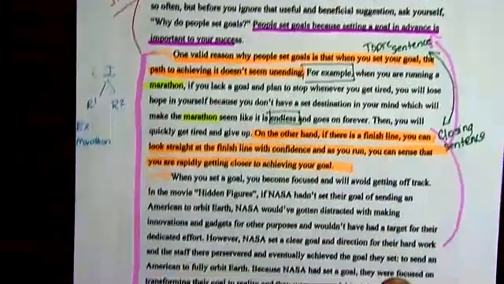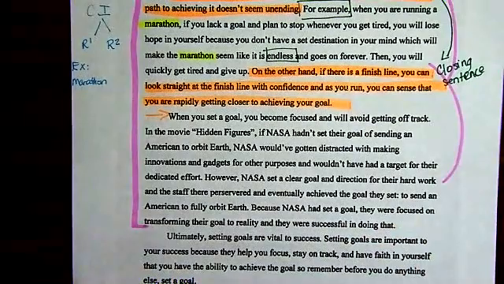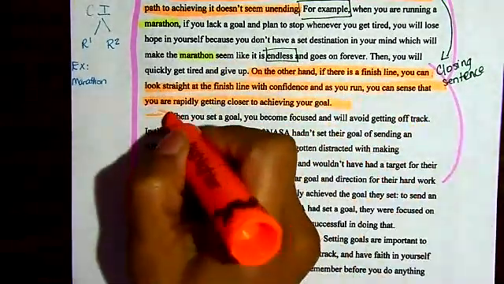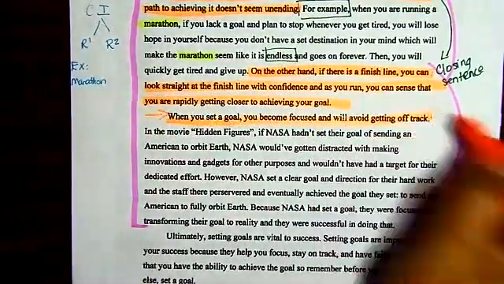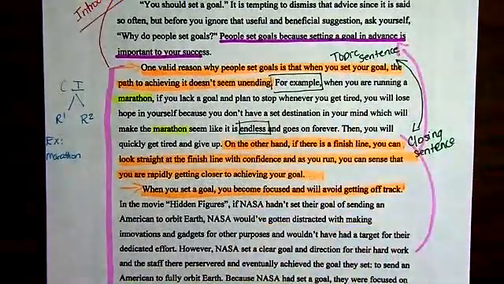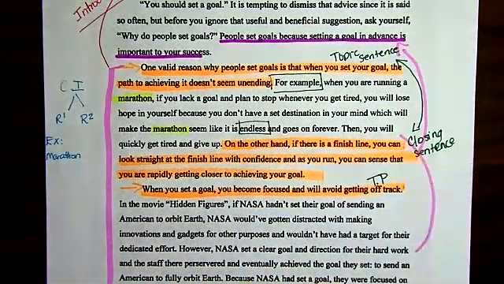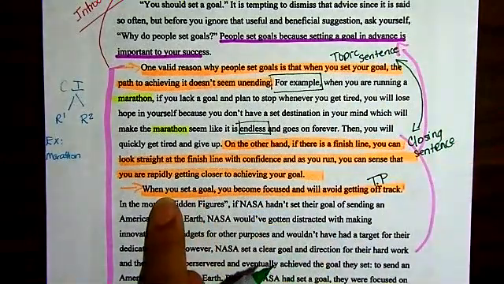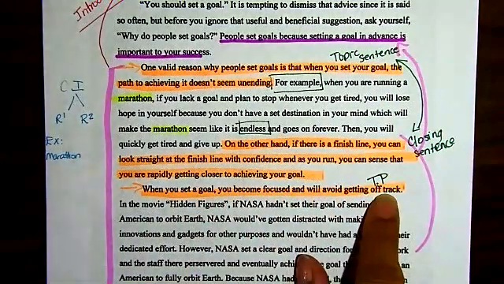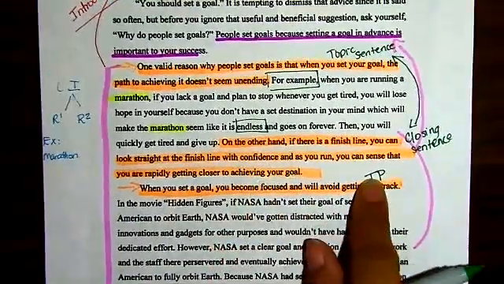Now we move on to the second body, and the first sentence that I'm highlighting of that paragraph is called what did I call it in the first paragraph? I called it the topic sentence. So the first sentence of your body paragraph is a topic sentence. And let's go ahead and review what he said. When you set a goal, you become focused and you will avoid getting off track. So it'll keep us focused and not getting off track.